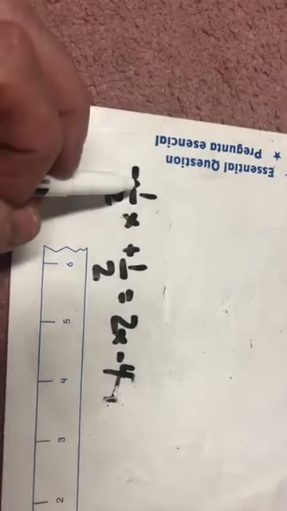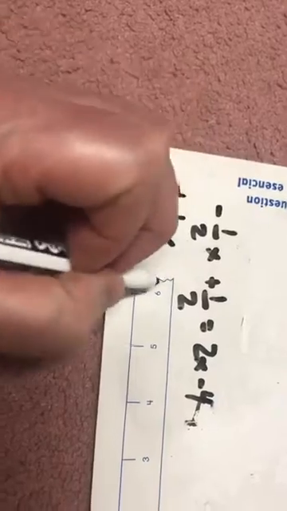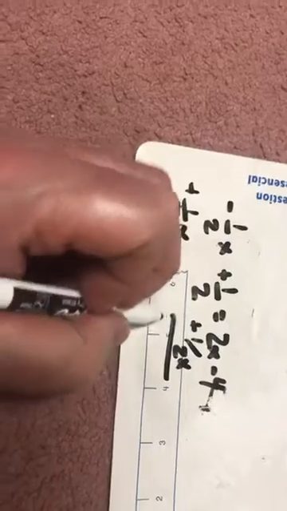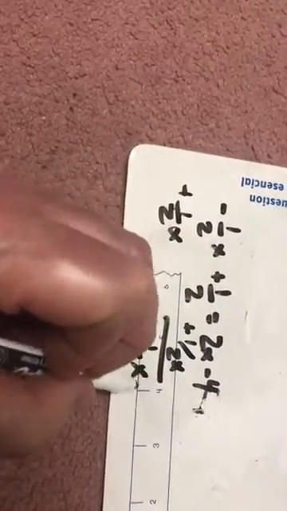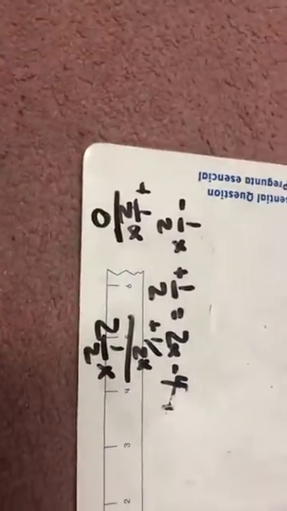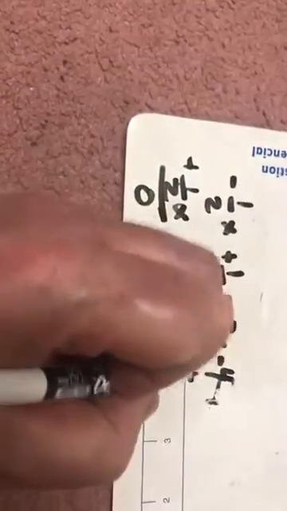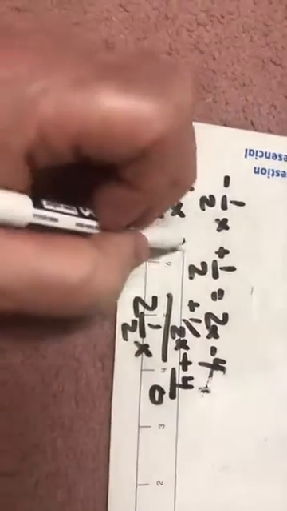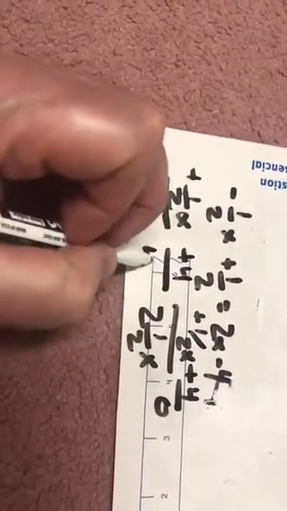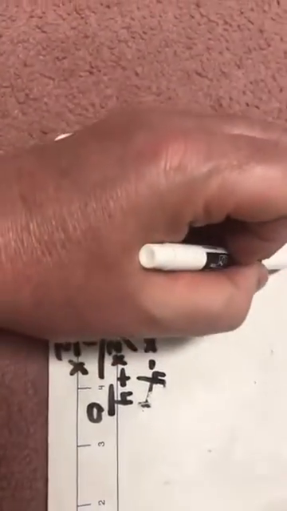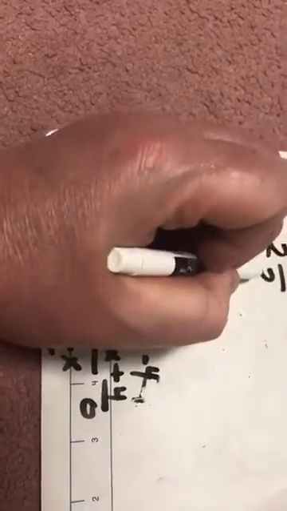Well, I'm going to bring this 1/2 x over here. So I'm going to add 1/2 x to both sides. That's going to give me 2.5 x, and that's going to give me 0. Then I need to have a 0 on this side, so with my negative 4, I'm going to add 4 to both sides. That's going to give me 0. I'm going to add 4 to 1/2, and that's going to give me 4.5. So now I'm left with 2.5 x equals 4.5.